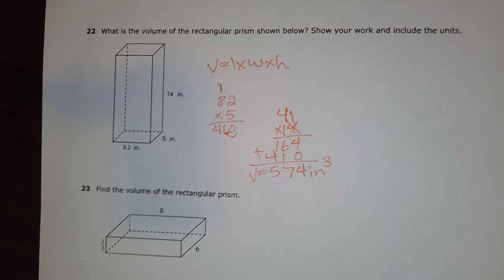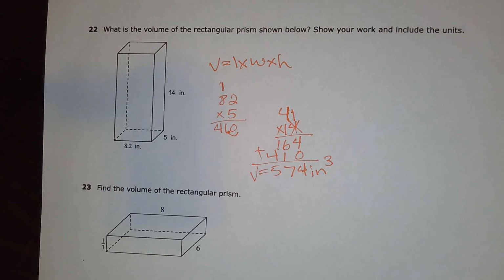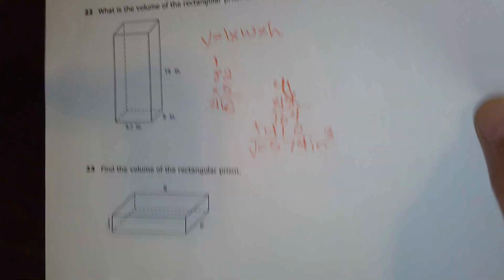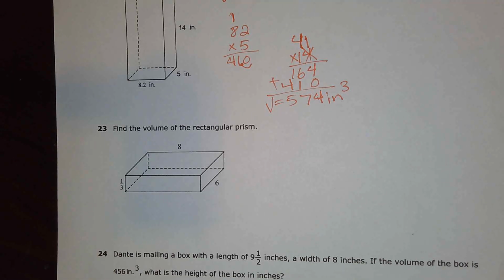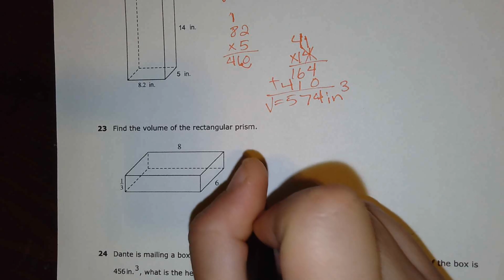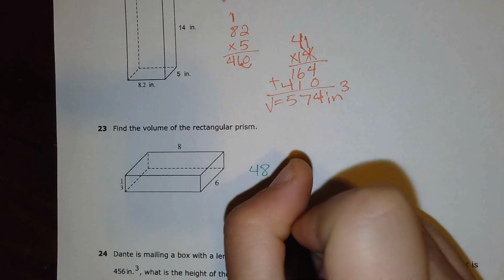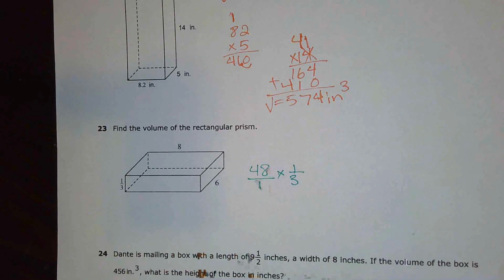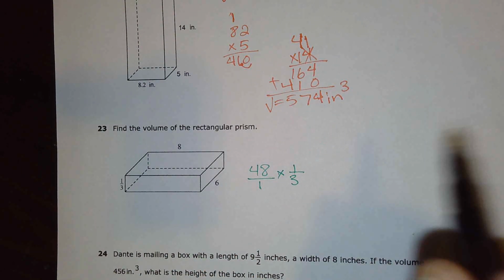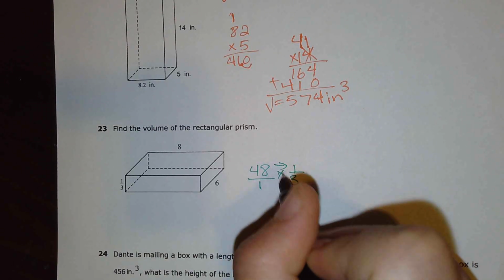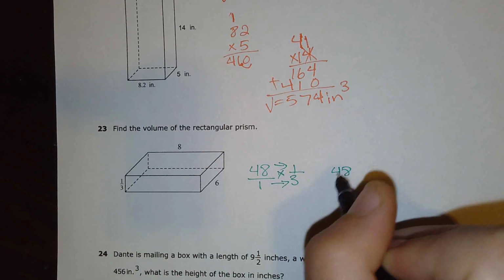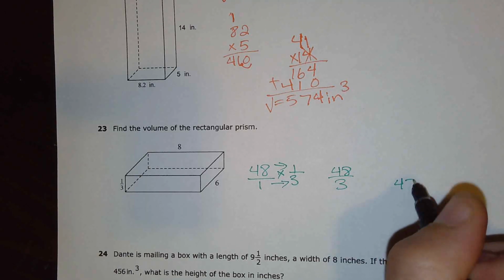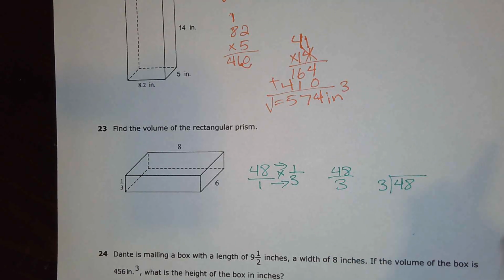Okay. For this next one. All right, it's not so bad. Says find the volume for the rectangular prism. So we'll do 6 times 8, which is 48. That's not a big deal. And then they want us to multiply by 1/3. Okay, so remember that a whole number by itself is really always standing over 1. So we'll multiply straight across. You now have 48 over 3. And then you're going to divide 48 by 3.